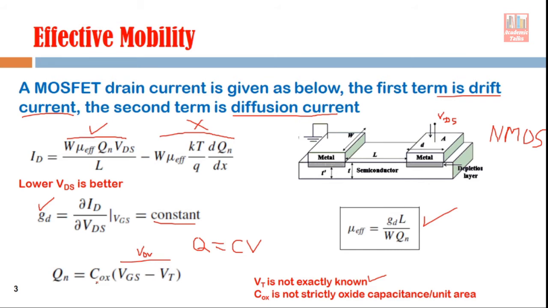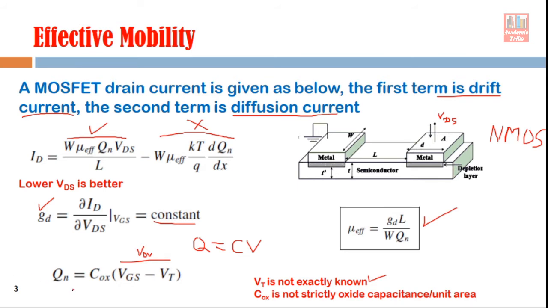Because of that, it becomes very difficult to find out Qn with accuracy, because the capacitance value which we have from the experimental setup is not strictly oxide capacitance. VT is also not known accurately. And another thing is that the capacitance which we get from that setup is dependent on the gate voltage. So if we change the gate voltage, that capacitance changes. Because of so many complexities, it becomes very difficult to find out Qn, right?